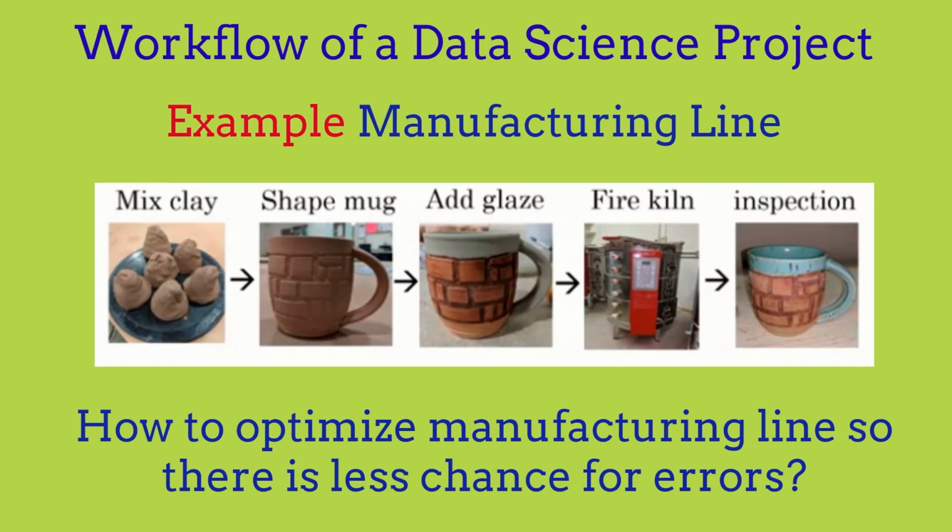As we can see inside this picture, there's a few different steps that you do to manufacture this coffee cup. The first step is to actually mix the clay. The second step is to shape the mug. Then you add some glaze to the mug. Then you have to fire it inside of a kiln, and then you have to inspect it. So how can we actually optimize this manufacturing line so that there's less chance for errors, such as cracks in the cup, or such as other things that may go wrong?